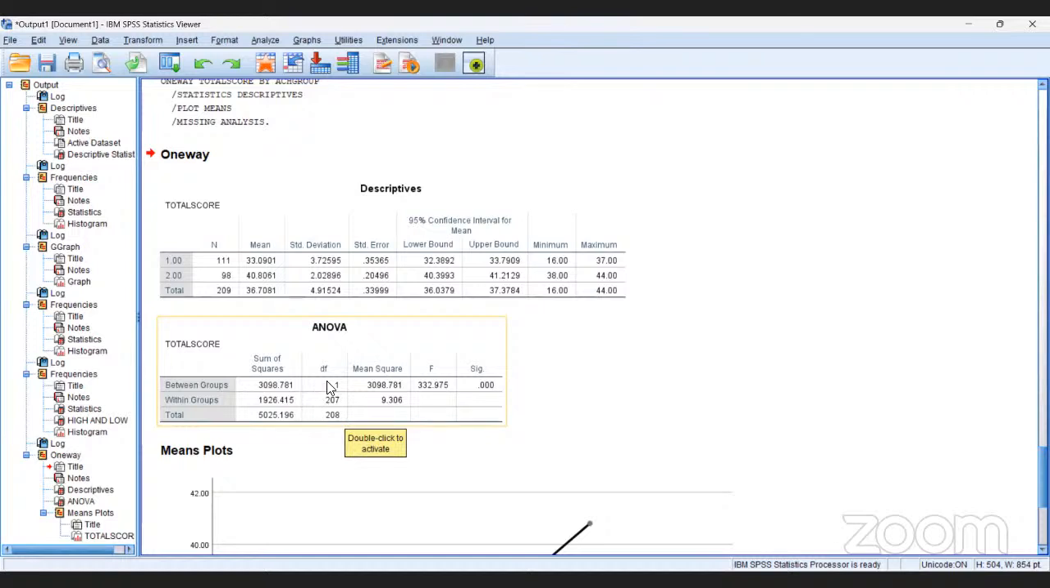And finally, this is the between group mean square divided by the within group mean square, and that is the F statistic, the F value. And it is written significance 0.000. After that, you can assume it is less than 0.05. That means these two groups are significantly different. And you have to interpret the data by using these descriptive statistics or by using the graph.